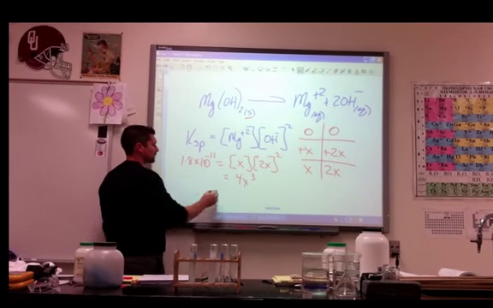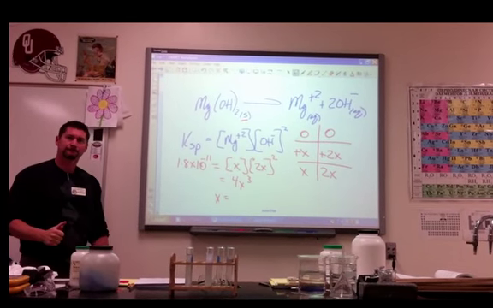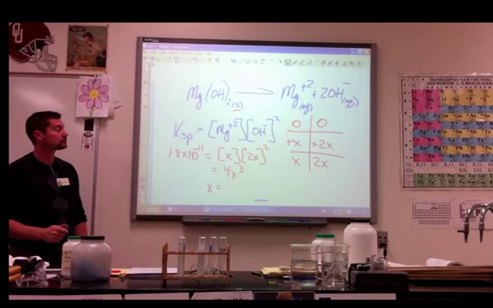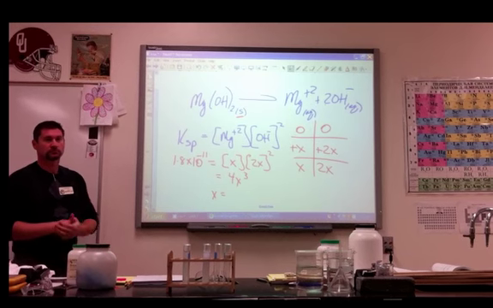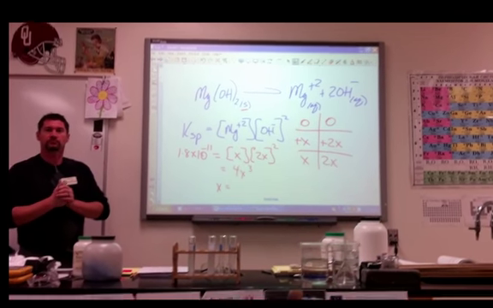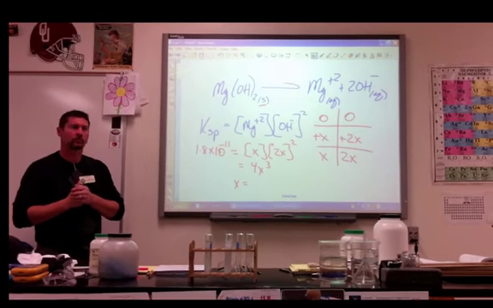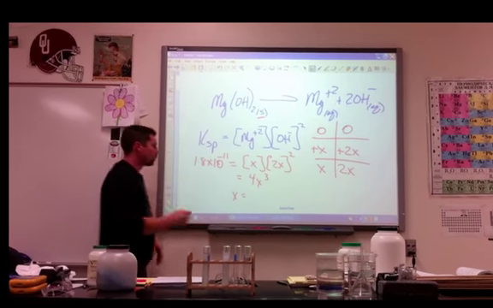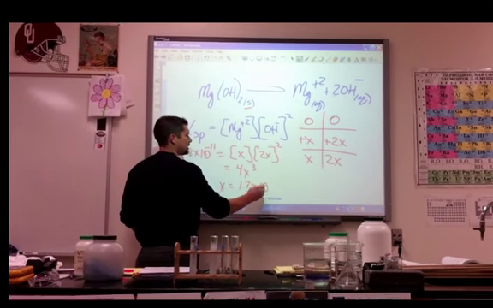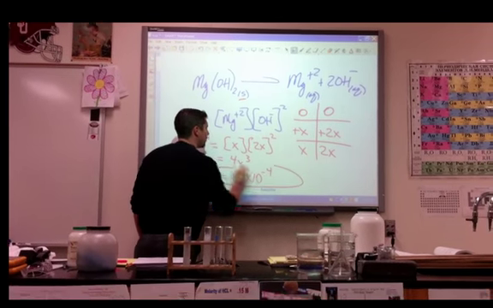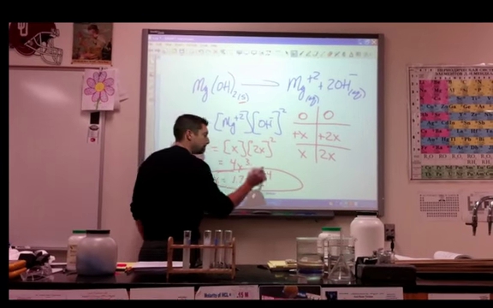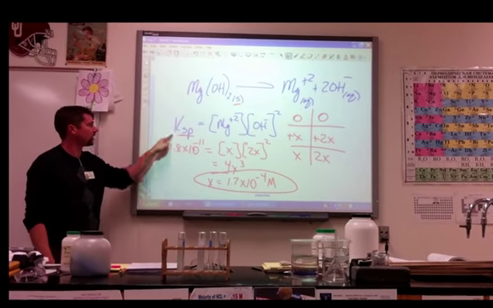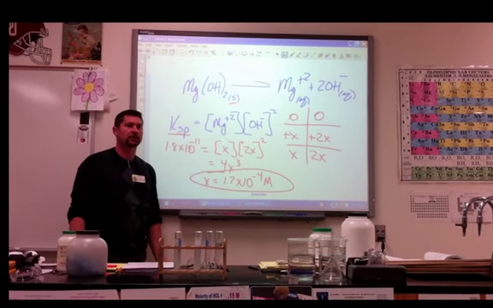Will you guys please solve for x? How we doing? Good. Which means divide that by 4 and then take the cube root of it. Does anybody have an answer? 1.7 times 10 to the negative 4. Yes. And once again, that is called your what? Molar solubility. And this is called what? Solubility product constant.